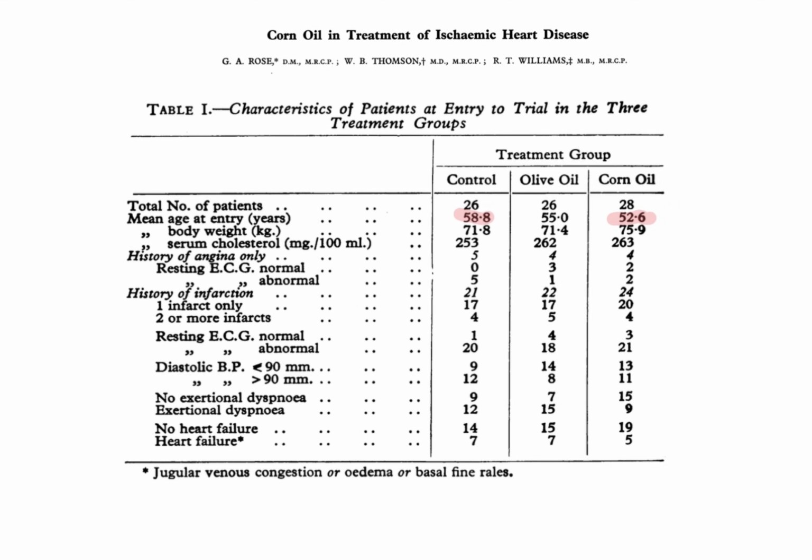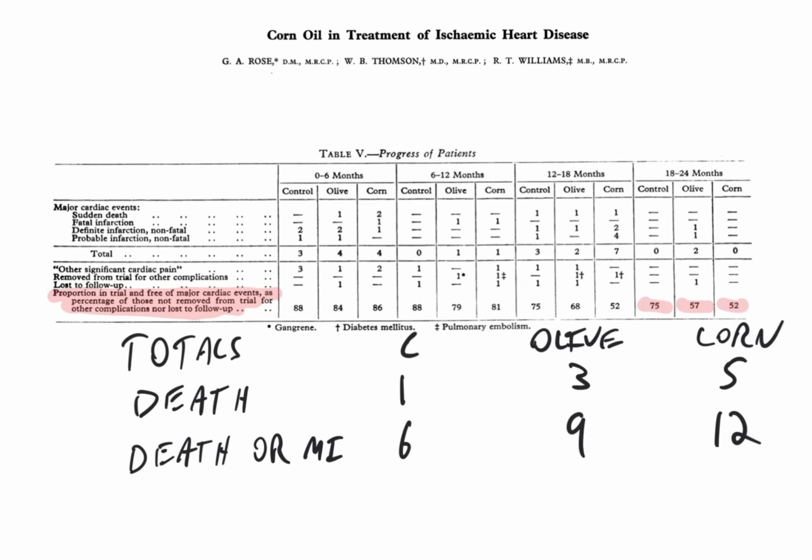This is the starting data. You can see that the people in the corn oil group were actually 6 years younger than the people in the control group, which I think will be interesting when you see the results. And this is what happened.